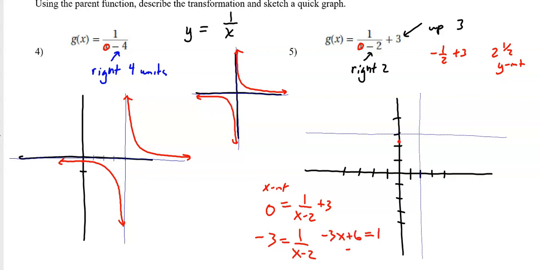Subtract 6 from both sides and divide. I get x equals 1 2/3. So we're crossing right in here. Now I have a nice little something that I can sketch. Remember, those asymptotes just kind of affect the end behavior. They just keep approaching and don't quite ever get there, but they keep on trying.